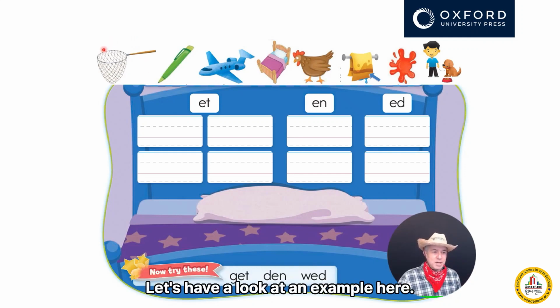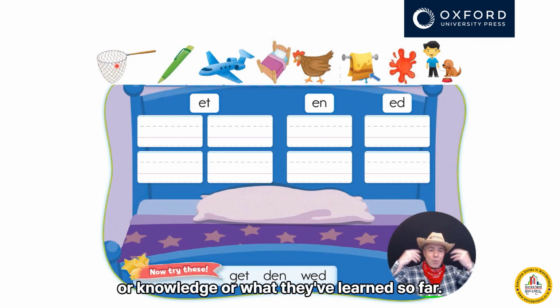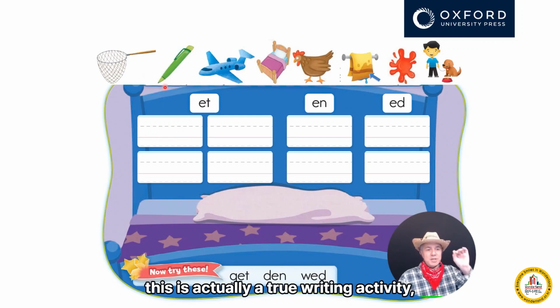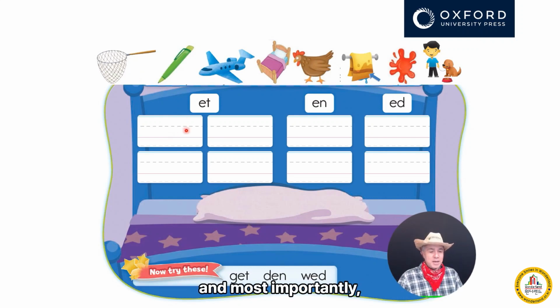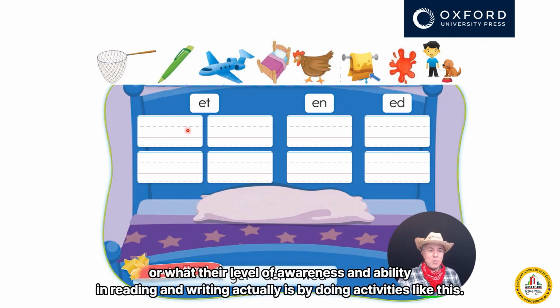So let's have a look at an example here. So we have net, and students, from their own internal awareness or knowledge of what they've learned so far, have to write the word here, net. Okay, and we can see here, this is actually a true writing activity, not just copying, right? And more importantly, we're getting the students to think a little bit. And most importantly, we can see right away whether or not the students understand, or what their level of awareness and ability in reading and writing actually is, by doing activities like this.